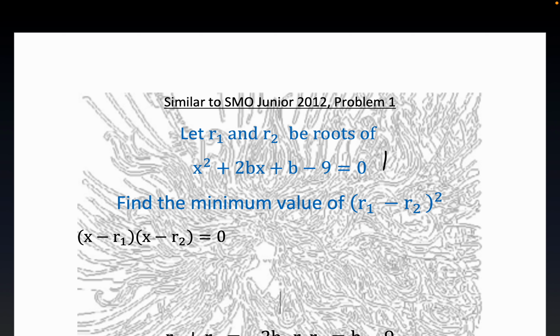This is a problem that's comparable to an SMO Junior problem back in 2012. And I think it's useful here to think of b as an integer, although maybe not necessary, but usually on these kinds of problems it works out where these coefficients are integers. Now, the roots are understood to exist, and we're supposed to find the minimum value of the difference of the roots quantity squared. Kind of an interesting problem.